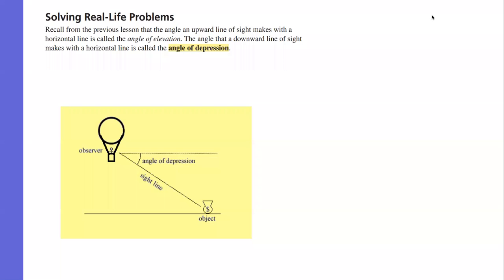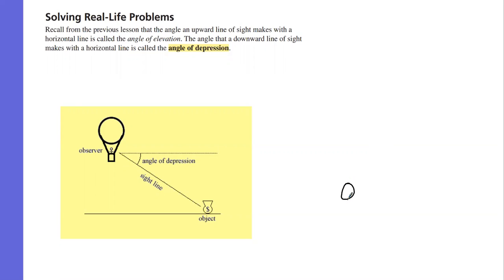In this video, we're going to introduce you to an angle of depression, solving real-life problems. Recall from the previous lesson that the angle an upward line of sight makes with a horizontal line is called the angle of elevation. So let's just quickly review that idea.